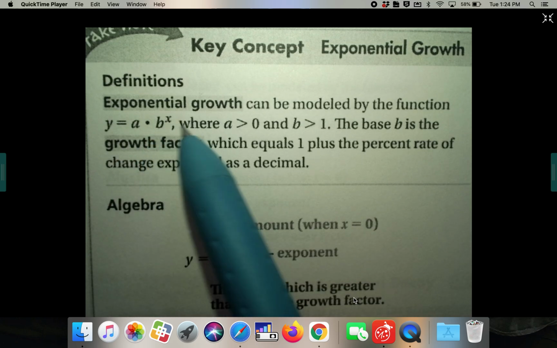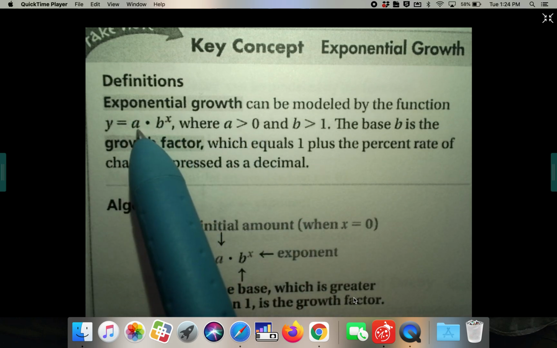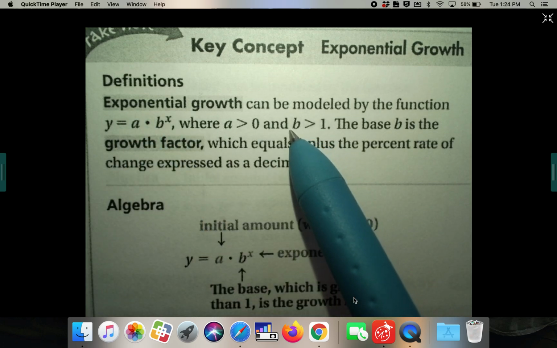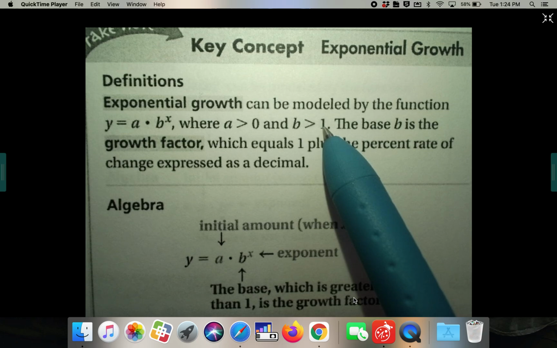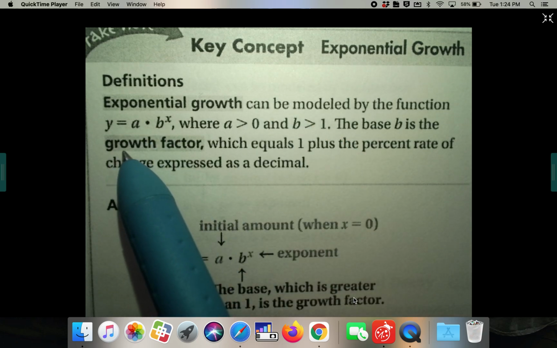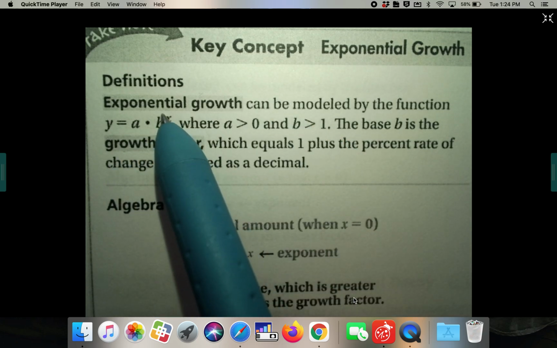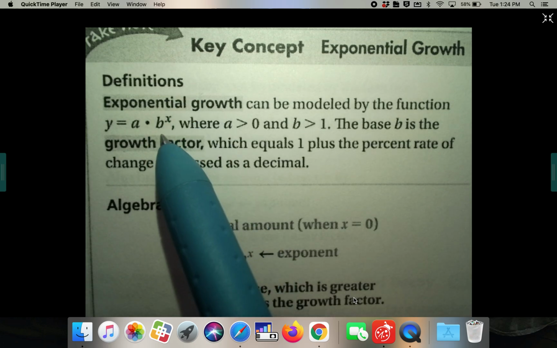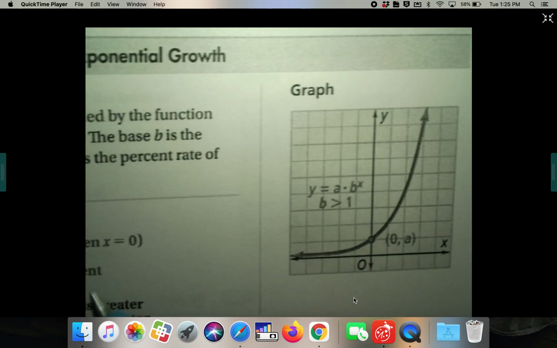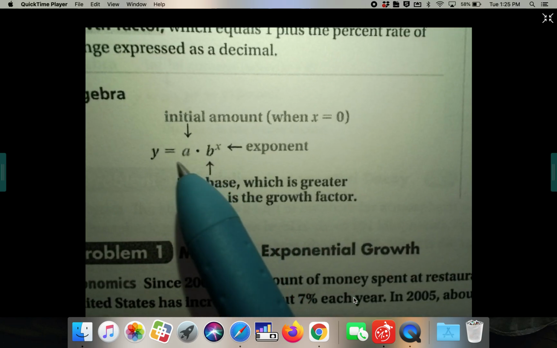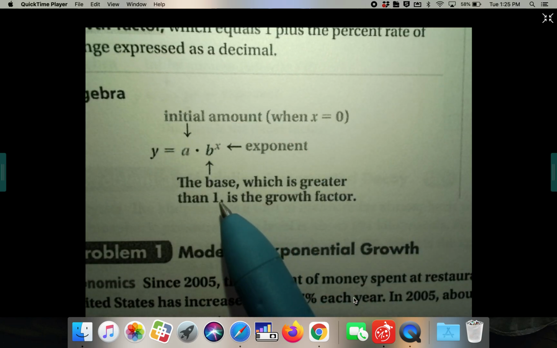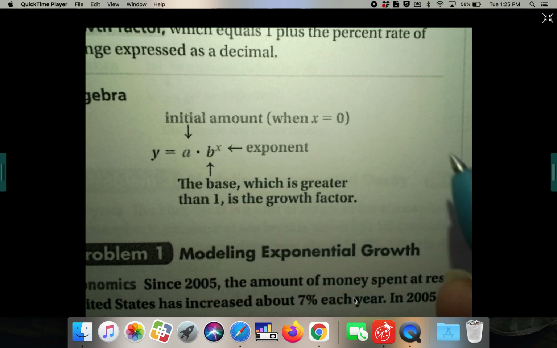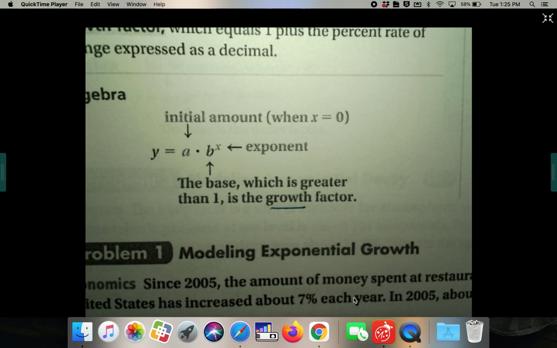But in this case, a is greater than 0. Obviously, it's going to be on the y-intercept, bigger than 0. And b is also greater than 1. So if it's going to be something representing growth, this number b is going to be bigger than 1. It's going to be 2 or more. So here's how it looks. I mean, we've already kind of talked about that. The base b is going to be greater than 1, which makes it a growth factor.